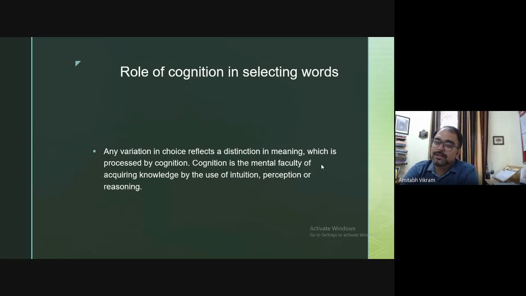So again, I want to make my language more flowery, more metaphorical. I am using examples of envelope and address, and this concept is already there in the mind of the speakers of a particular language. So cognition is the mental faculty of acquiring language by the use of intuition, perception, or reasoning. And when you select a particular word, you keep all such things in your mind.